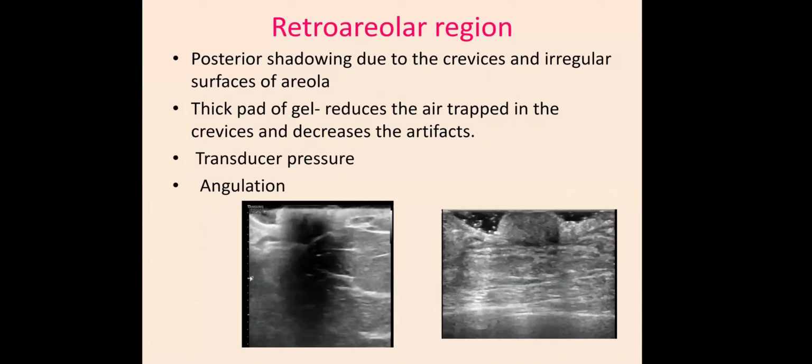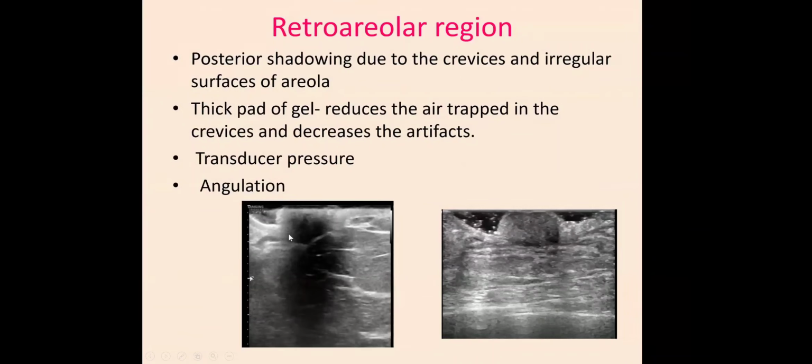So this was about the settings of the machine, but now I will tell you about a few areas of the breast that need particular technique to see properly, because just scanning normally, the way we scan the breast, may not be adequate to see lesions in these regions. One of the regions is the retroareolar region. When you just put a probe on the nipple areolar complex, you will see posterior shadowing. This is due to the crevices and irregular surface of the areola where air gets trapped, and your probe is not uniformly touching the entire area of scanning.